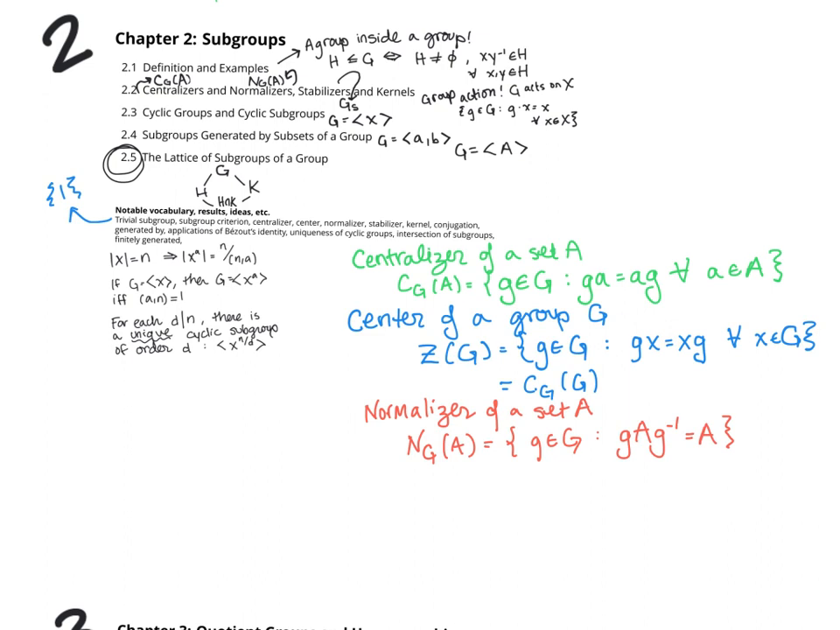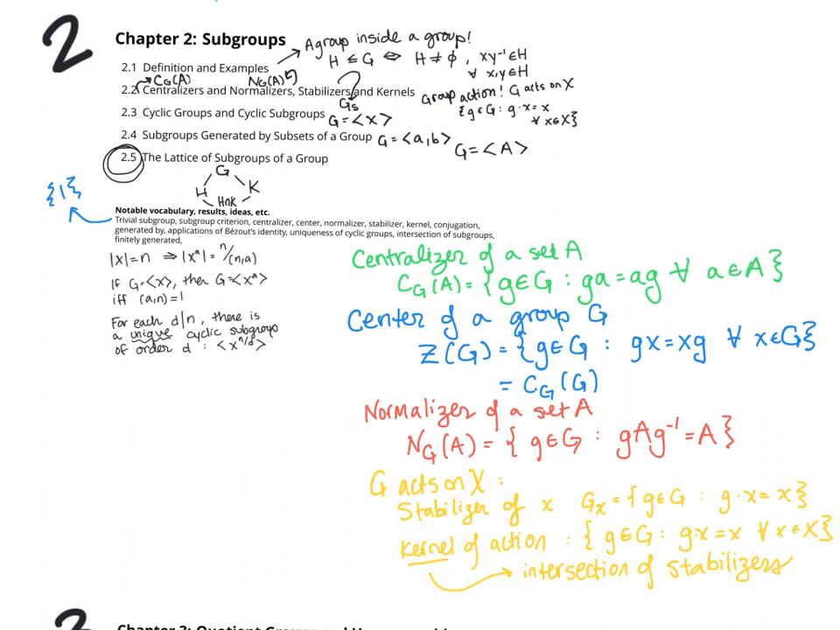Remember, the center is everything that commutes with every other element in the group. Stabilizers and kernels are examples of subgroups that come out of group actions. Let's see, conjugation. Oh yeah, it made this list too. I know it was on the first list. It's still important. Let's see, the idea of generated by, what it means to say every element in this group can be written as a finite product of elements from this subset.